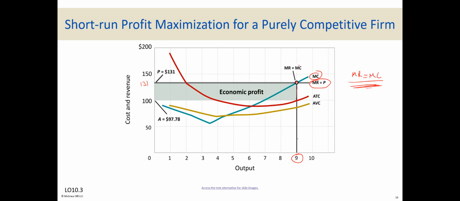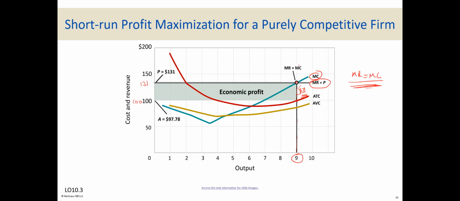And the cost is, in order to find per unit cost, you go up to the cost curve. You find out that it's $100. So this firm is making $31 per unit profit, right? Because they're selling at 131 and producing at $100. And per unit, they are making $31 of profit.